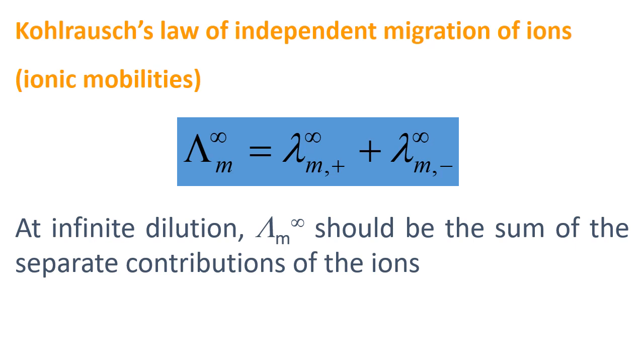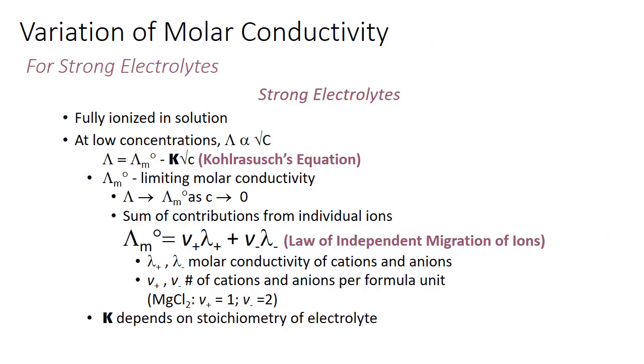So again, Kohlrausch's law of independent migration of ions is also applicable for ionic mobility. It is mentioned as earlier. So at infinite dilution it should be the sum of the separate contributions of the ions. So let us sum up this part.